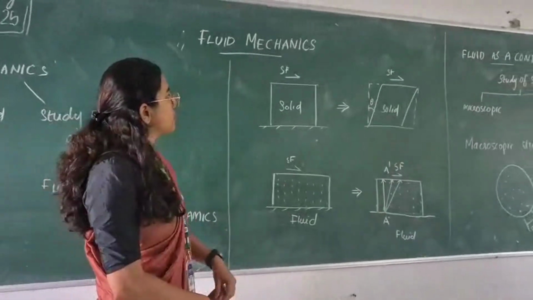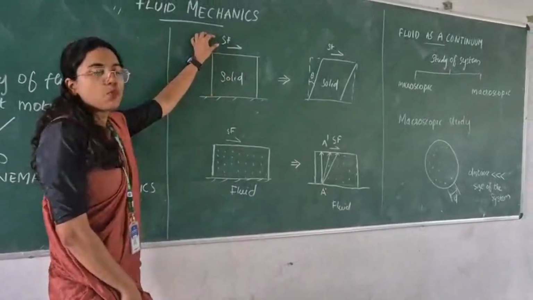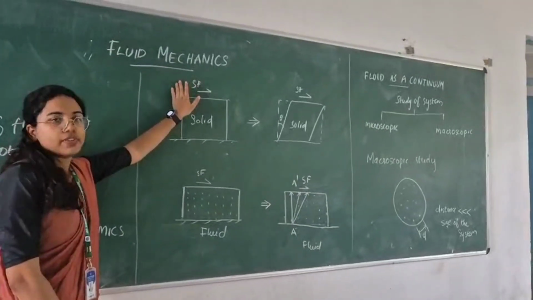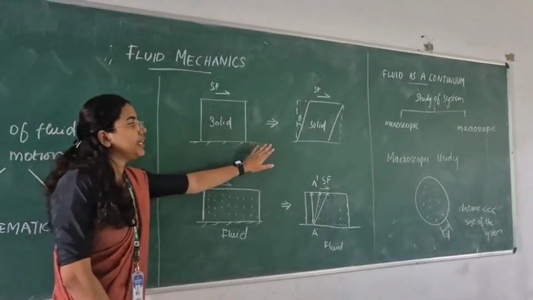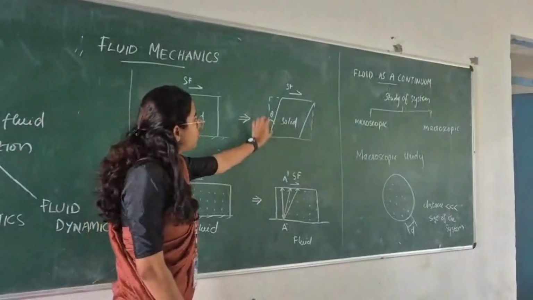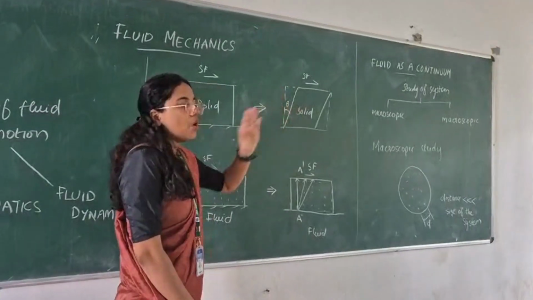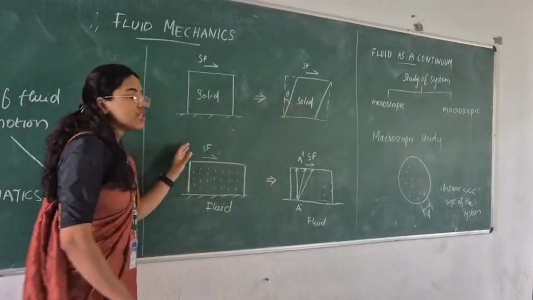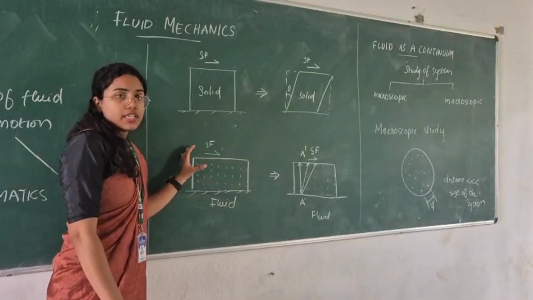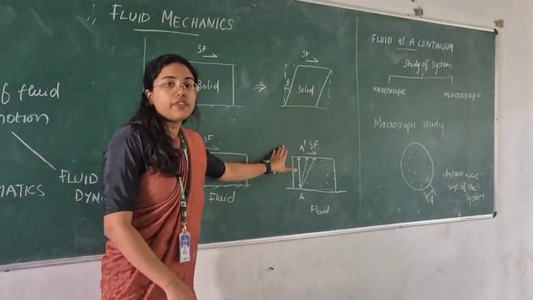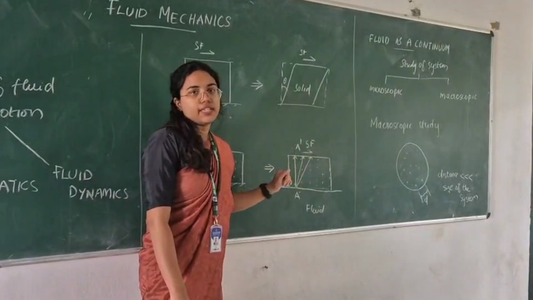Flow property means, consider a solid particle, and I am giving a small shear force on top of it. What will happen to the solid particle? It will deform, but only to a certain extent. On the other hand, if I give a small shear force on a fluid element or a fluid object, it will deform, and it will continue to deform as long as the shear force is present.